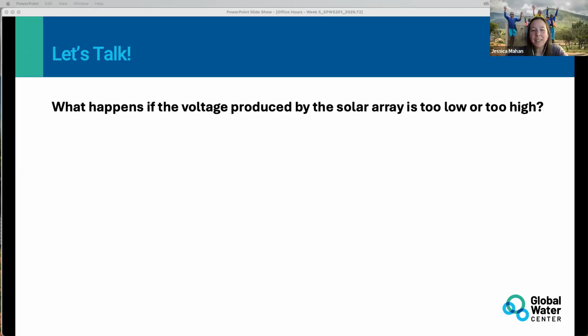Oh, and Wesy, I see your comment in the chat as well, suggesting that if you have an odd number of panels, you can add an extra panel and either connect it or not, just to make that construction a little bit easier for the even panels. Thanks, that's a great tip. I appreciate that. Okay, anyone want to share what happens if we get voltage too low, too high?